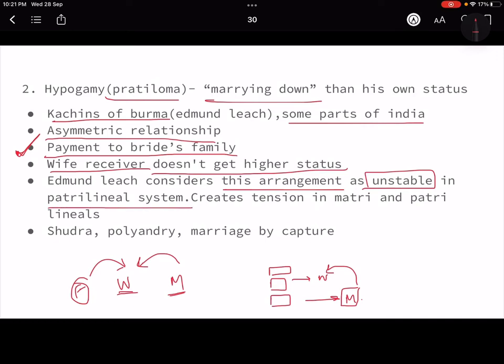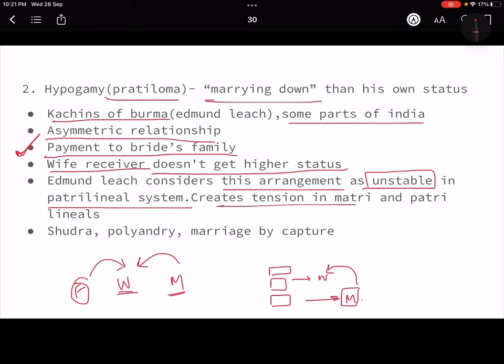Obviously, because in a society which is so male dominated, you are marrying a female who has a higher social prestige than you. It is not going to work, because everything in a patriarchal society has to be about male domination, right? But here, the female has the higher social status. So I don't think even Edmund Leach thinks that it is going to work.